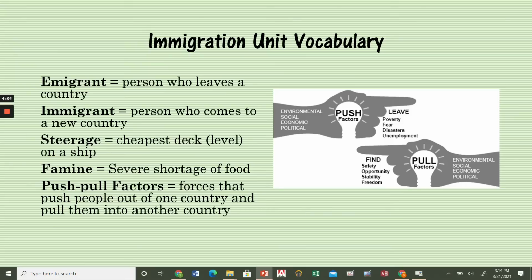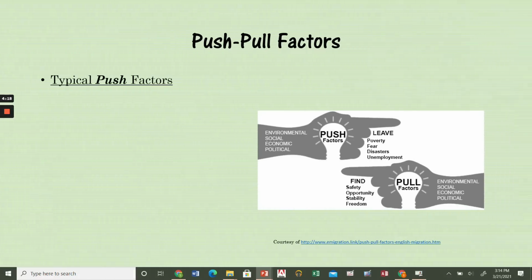And so before we get to talking about the specific countries that led to high numbers of immigrants coming to America, let's talk about these push and pull factors. First, push factors. All right, remember, push factors are factors that are causing someone to leave a country.